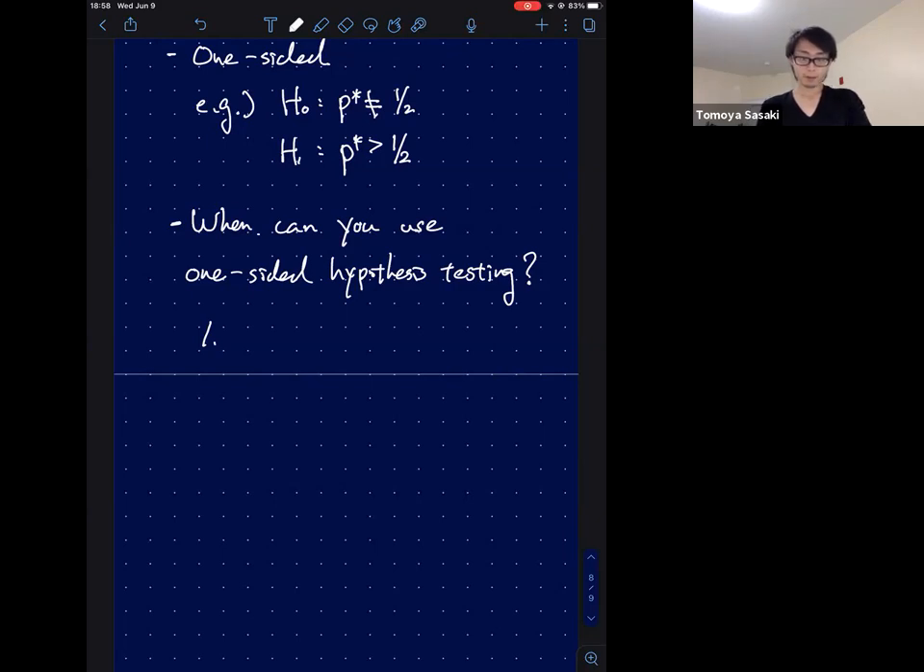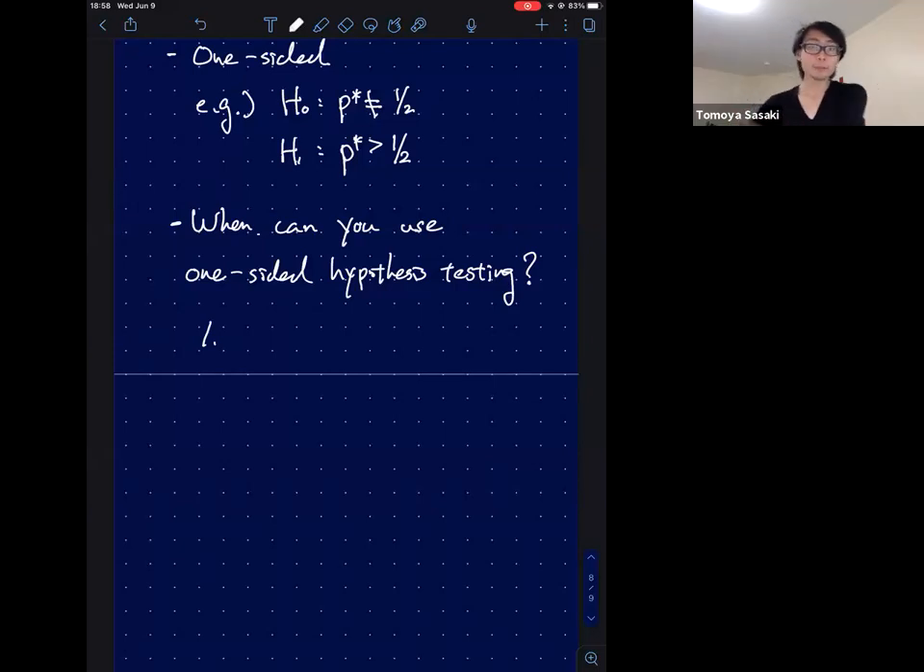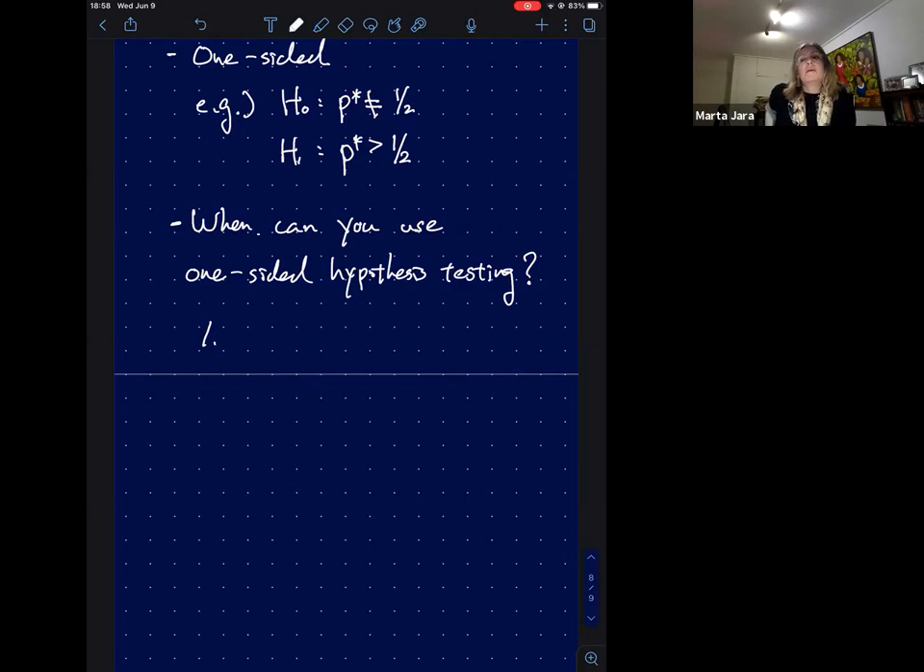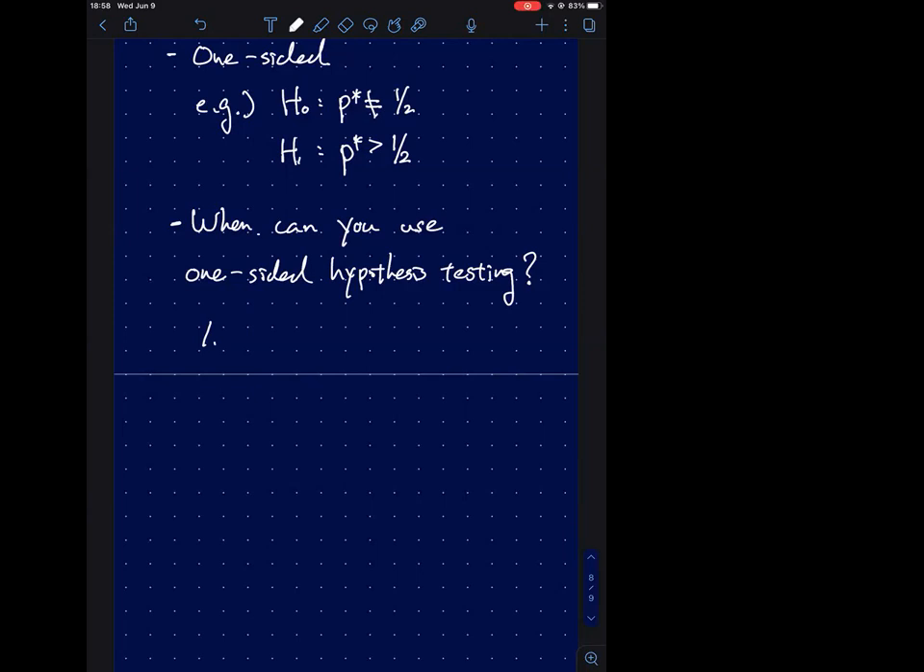No? Does anyone have any idea? When it doesn't make sense to look at the other side. Yeah, could you give us an actual real world example of this? For instance, if you can only have positive numbers, real numbers, in positive numbers, I mean. Yeah, sure. For a real world example, yeah.